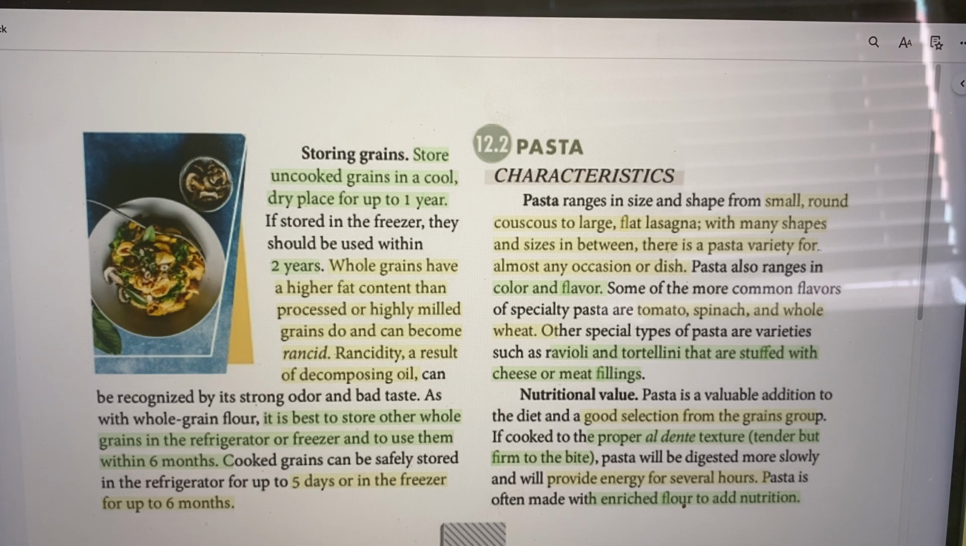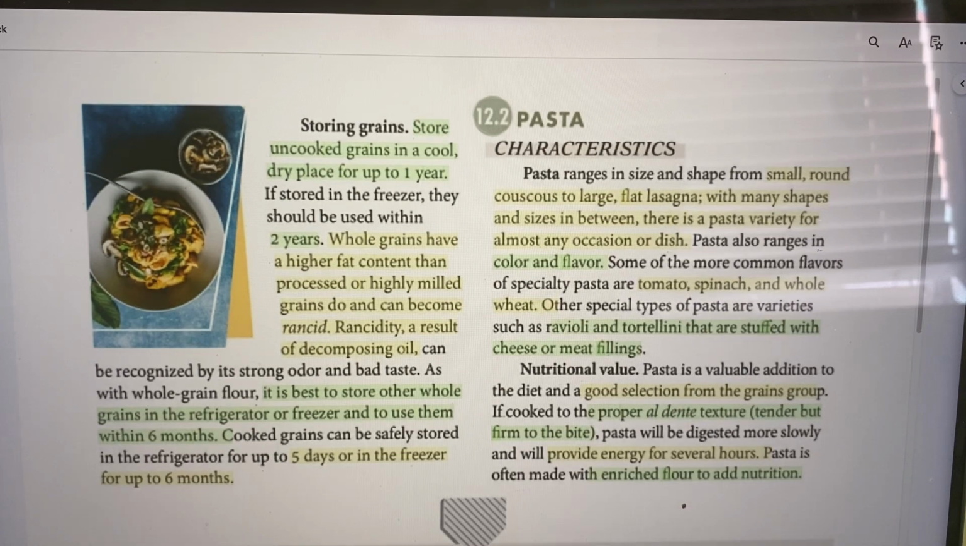Cooked grains can be safely stored in a refrigerator up to 5 days after you cook them. Say you cooked rice or whatever, you can put it in the refrigerator for 5 days or in the freezer for 6 months. So after you cook it and it's ready, you can put the grains in the refrigerator, or put them in the freezer.